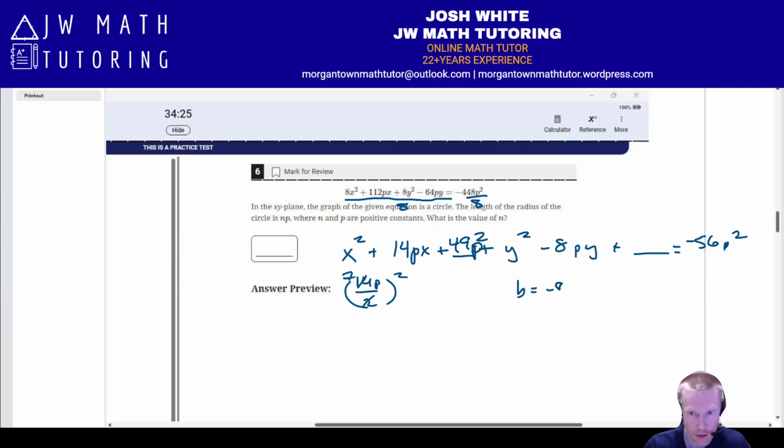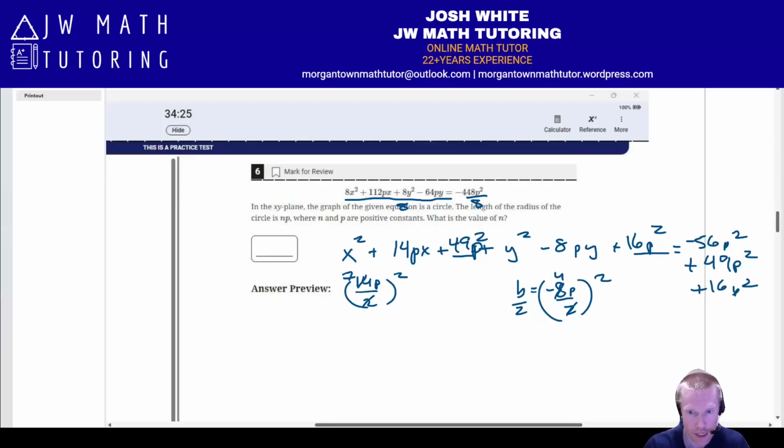Do the same thing for the y terms. Divide the b value by 2 and then square it. So half of negative 8 is negative 4. Negative 4 squared, 16p squared. And of course, we have to remember to add those 2 terms on the right side.